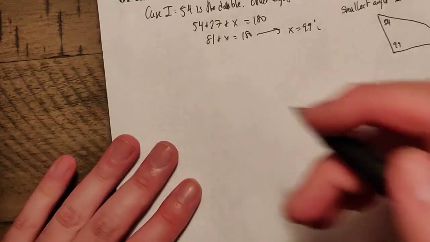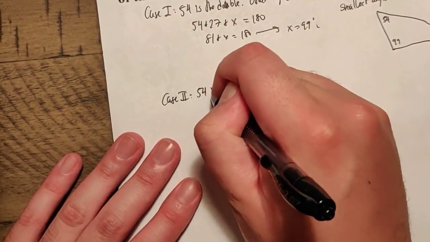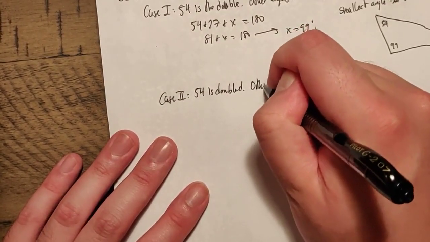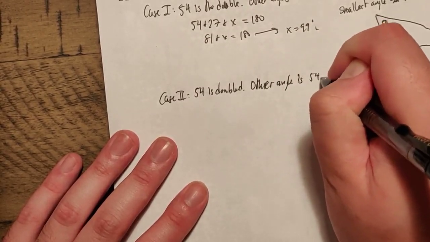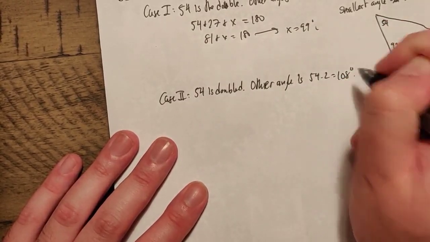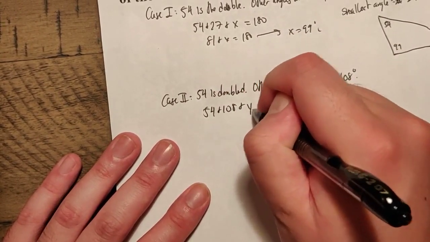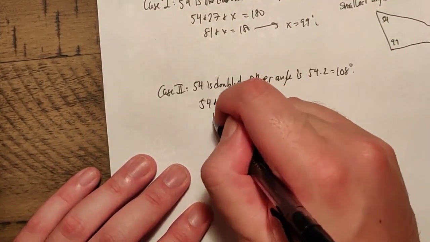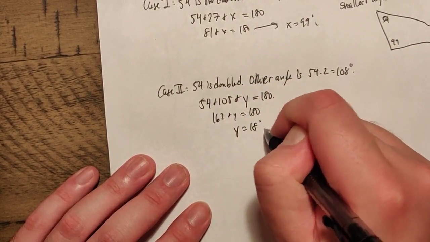Another situation that could occur, case 2, is that 54 is doubled. Right, so that means the other angle is 54 times 2, which is 108 degrees. And now we have 54 plus 108 plus the missing angle here, let me call it y, is 180 here. So we can go ahead and set that up. So 54 and 108 is 162 plus y is 180 here. So y in this case is 18, right?